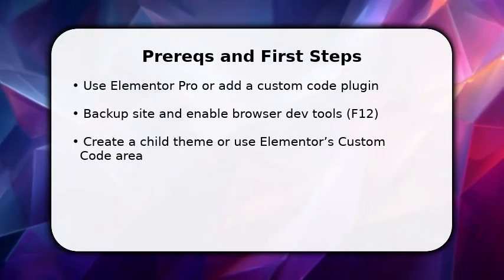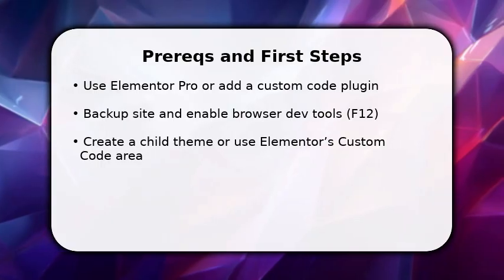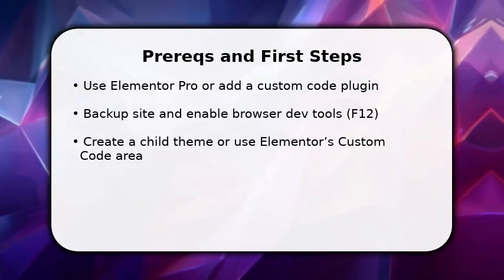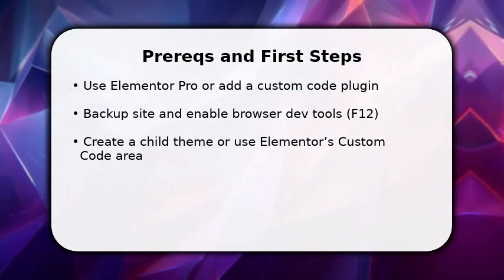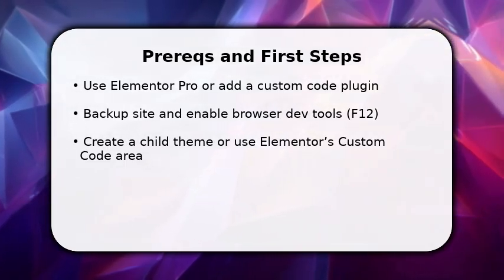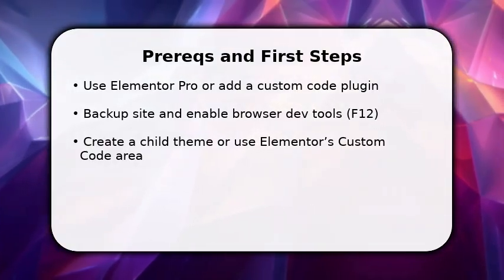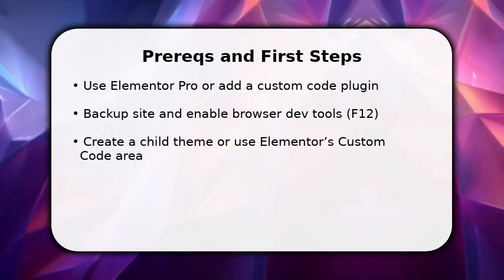You'll start by confirming prerequisites: Elementor Pro or a safe custom code plugin, plus a backup and DevTools open. Next, create a child theme or navigate to Elementor > Custom Code to add scripts site-wide. Once you've opened the custom code editor, set the location, head or body, and scope, entire site or specific URLs.